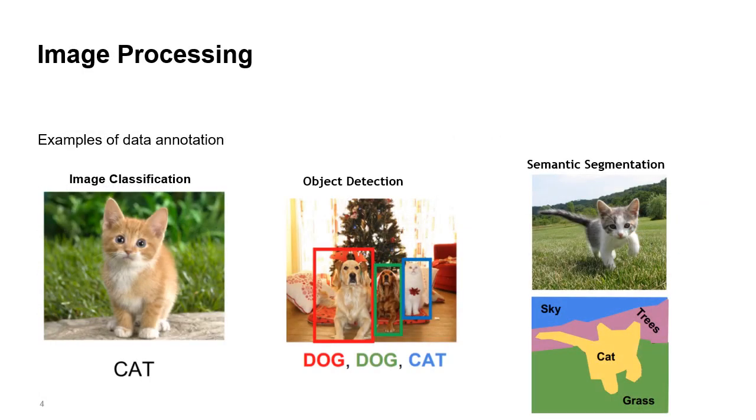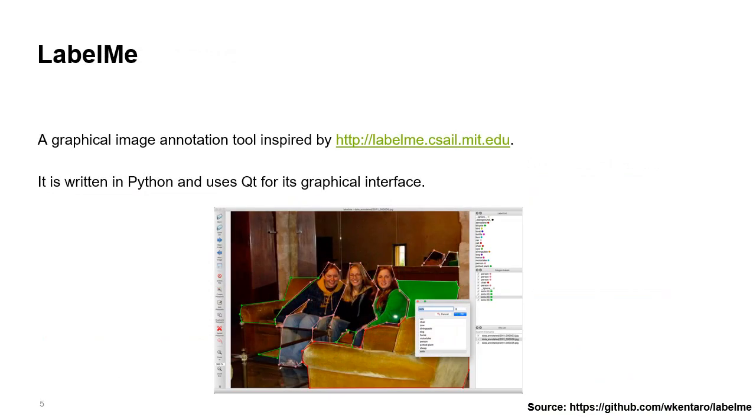First example of data annotation based on image processing. These three figures represent the annotation for image classification, object detection, and semantic segmentation, respectively. For instance, cat is the label for the first image. There are many tools for image processing. For example, LabelMe is a tool to annotate images for image segmentation.